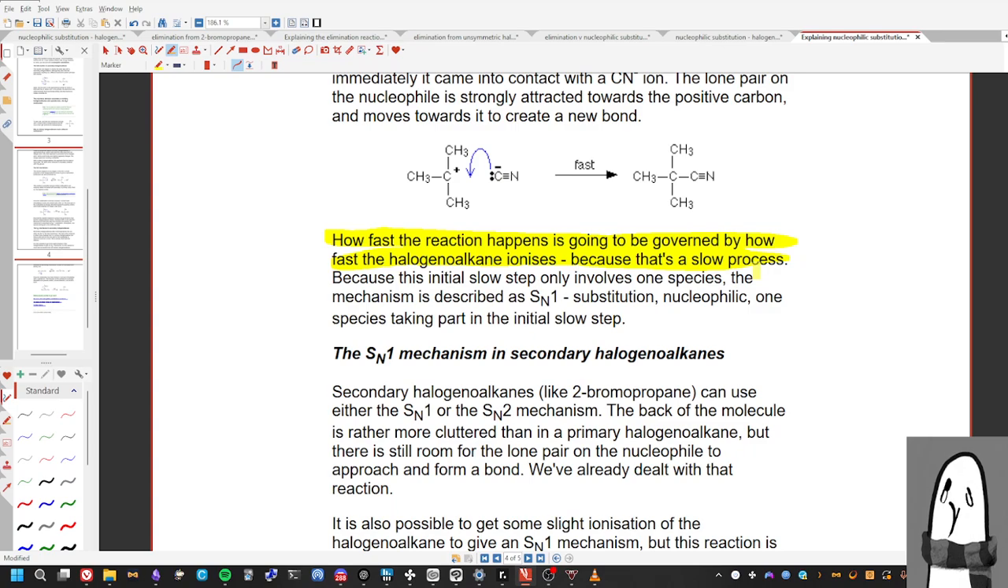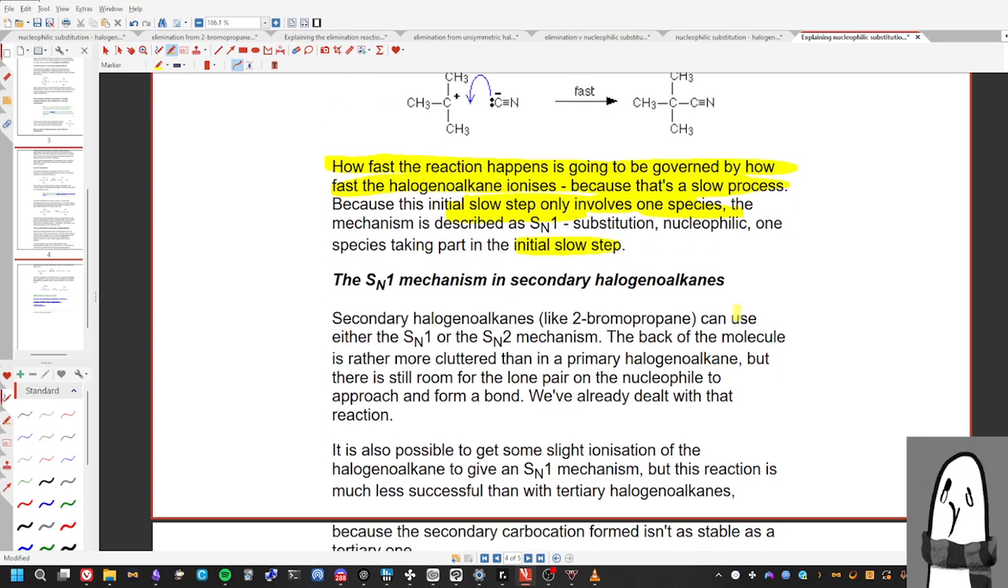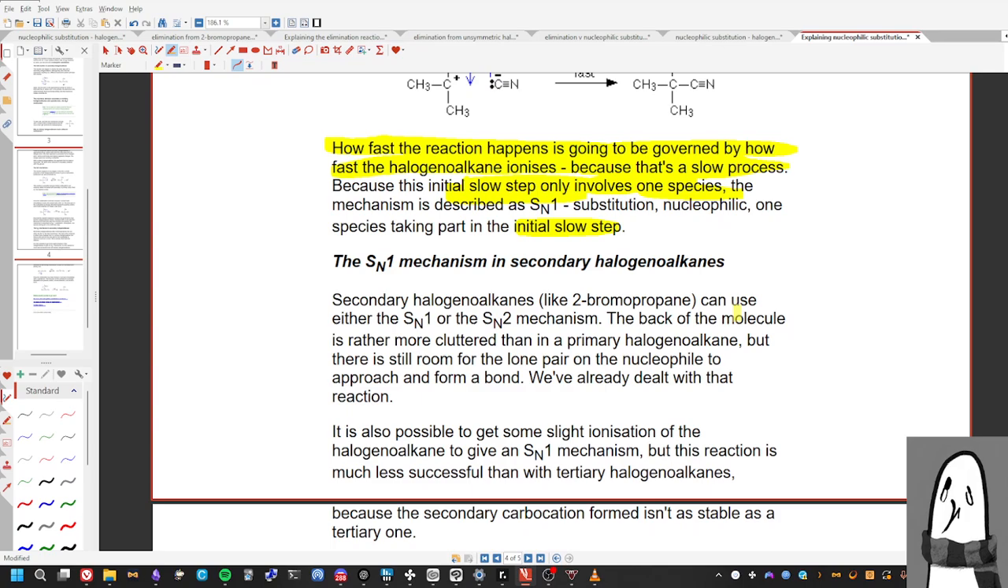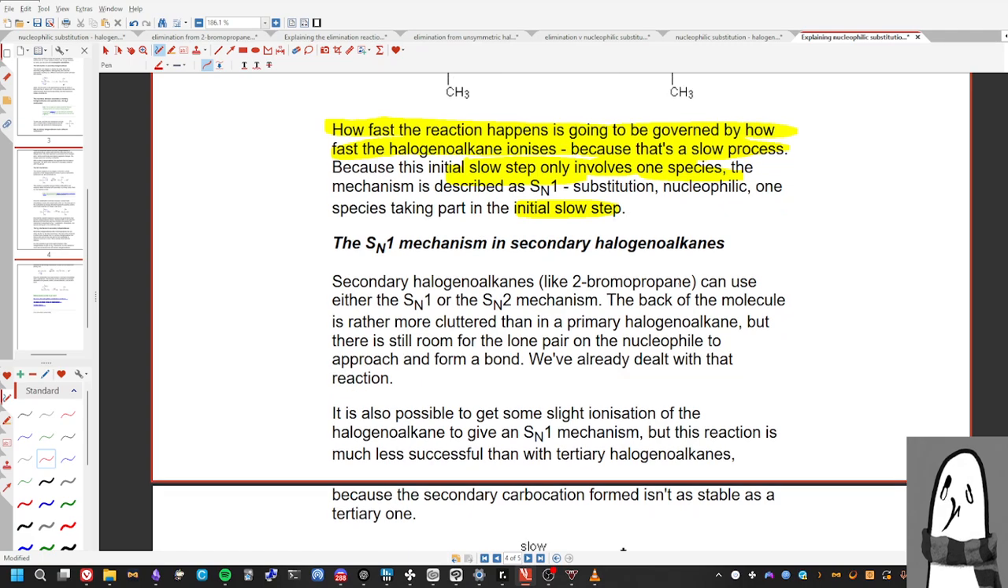Because the initial step only involves one species. This initial step is slow because it involves one species only. The mechanism decides SN1 nucleophilic and is taken in the initial slow step. The SN1 mechanism also occurs in secondary halogenoalkanes. It can go SN1 or SN2 to the back of the molecule.